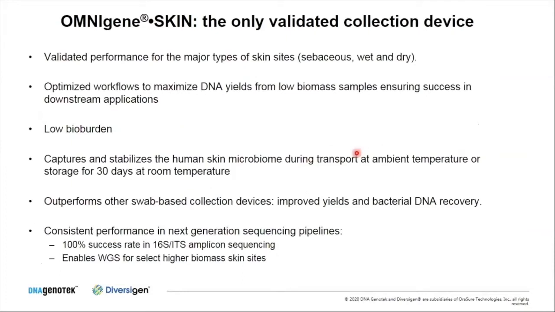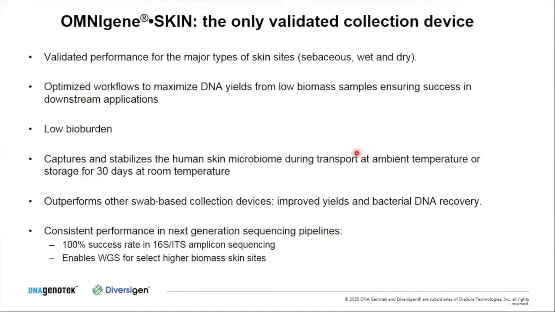So I hope that I've been able to convince you that OMNIgene SKIN is the only validated skin collection device out there. And we've been able to validate its performance for the major types of skin sites, so sebaceous, wet, and dry. We've developed an optimized workflow to maximize DNA yields from low biomass samples. And that's really to ensure that there's going to be an increased success in any downstream application. Overall, our kit has a low bioburden, which is good because that means that you can even collect from dry skin where biomass is extremely low, and background DNA contamination is not going to be a big issue.